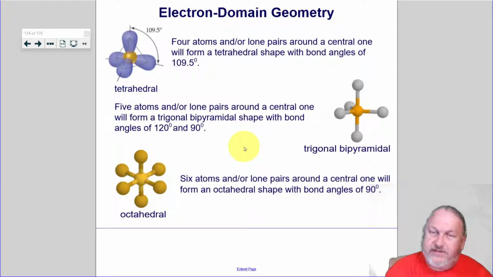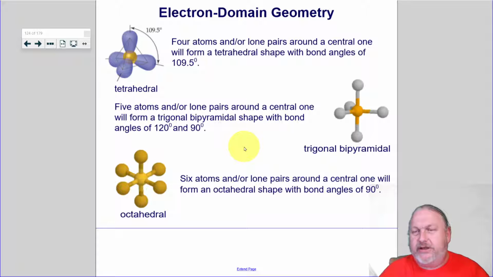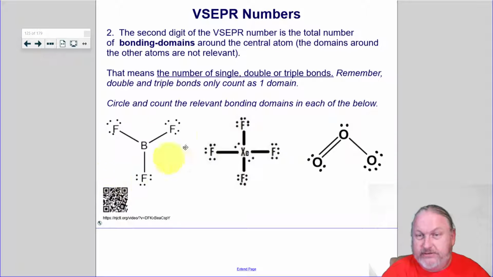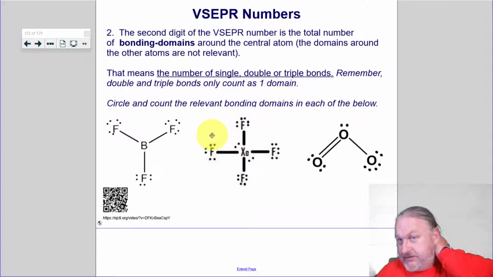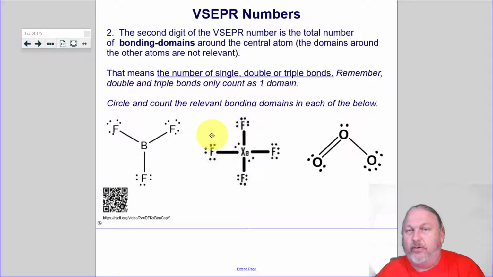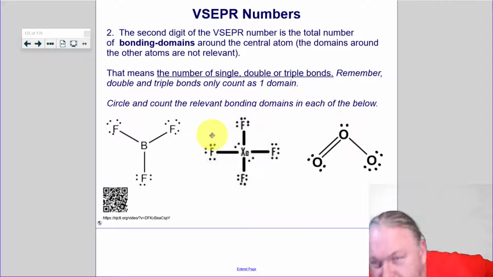If we have six atoms that are lone pair around a central one, it's going to form an octahedral shape, and again, their bond angles are going to be 90 degrees. All right. Now, the second digit of the VSEPR number is the total number of bonding domains around the central atom. First one, the electron domain. Second, the bonding domains. And around the other elements, totally irrelevant. We don't need to worry about those.